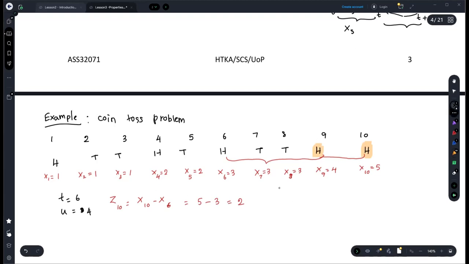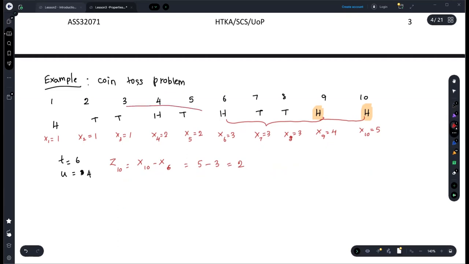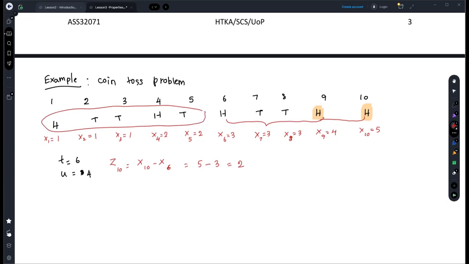Now, if this is an independent increment, what should happen? This Z10 equals 2 will not change if you change the rest. The rest is this set, the earlier set, right? If whatever happens here does not affect the increment, that means X10 minus X6, then we call it an independent increment. So what are the possibilities? When will that happen?